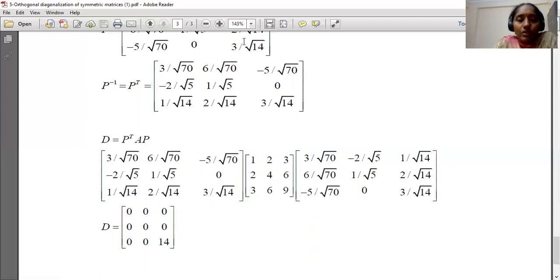I think all of you understood how to find the orthogonal matrix, and using orthogonal transformation, how you can find the diagonal matrix.